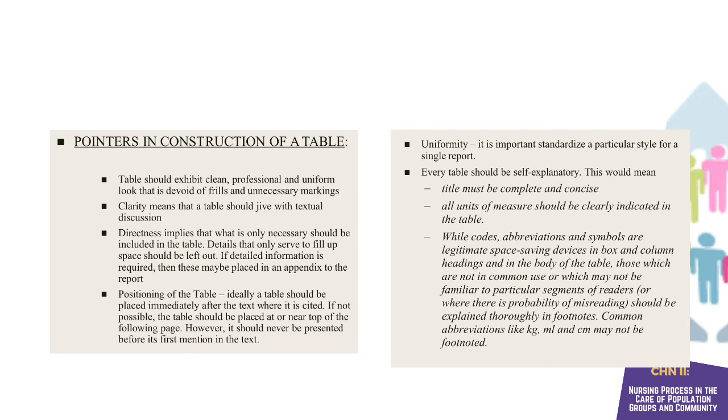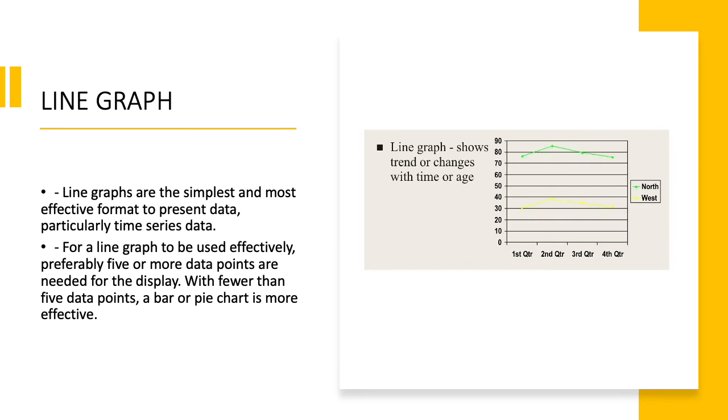So it should be uniform. Okay, it should be clean, not too small, just the right size. Okay? So, it should be direct. Only the necessary information should be placed. Okay? And the positioning of the table should be placed immediately after the text where it is cited. Okay? So, it should be uniform, and every table must be self-explanatory. Okay, we have here examples of your methods on how to present numerical data.